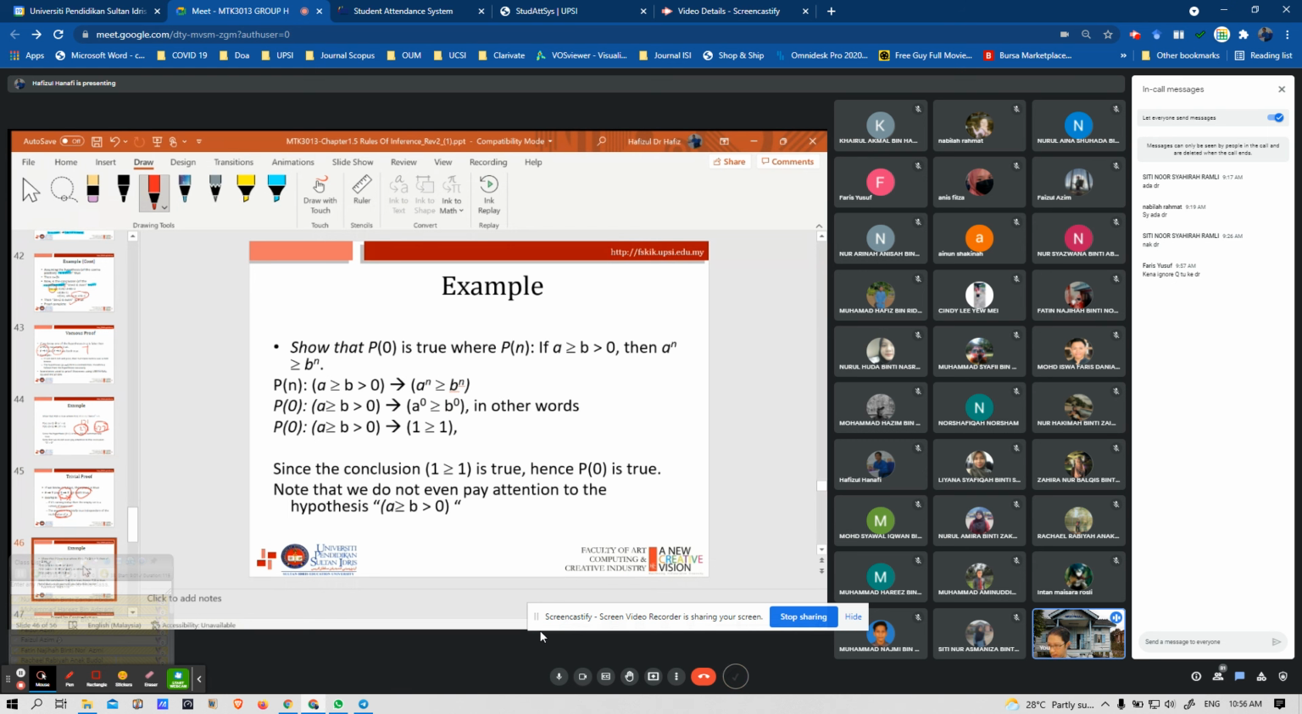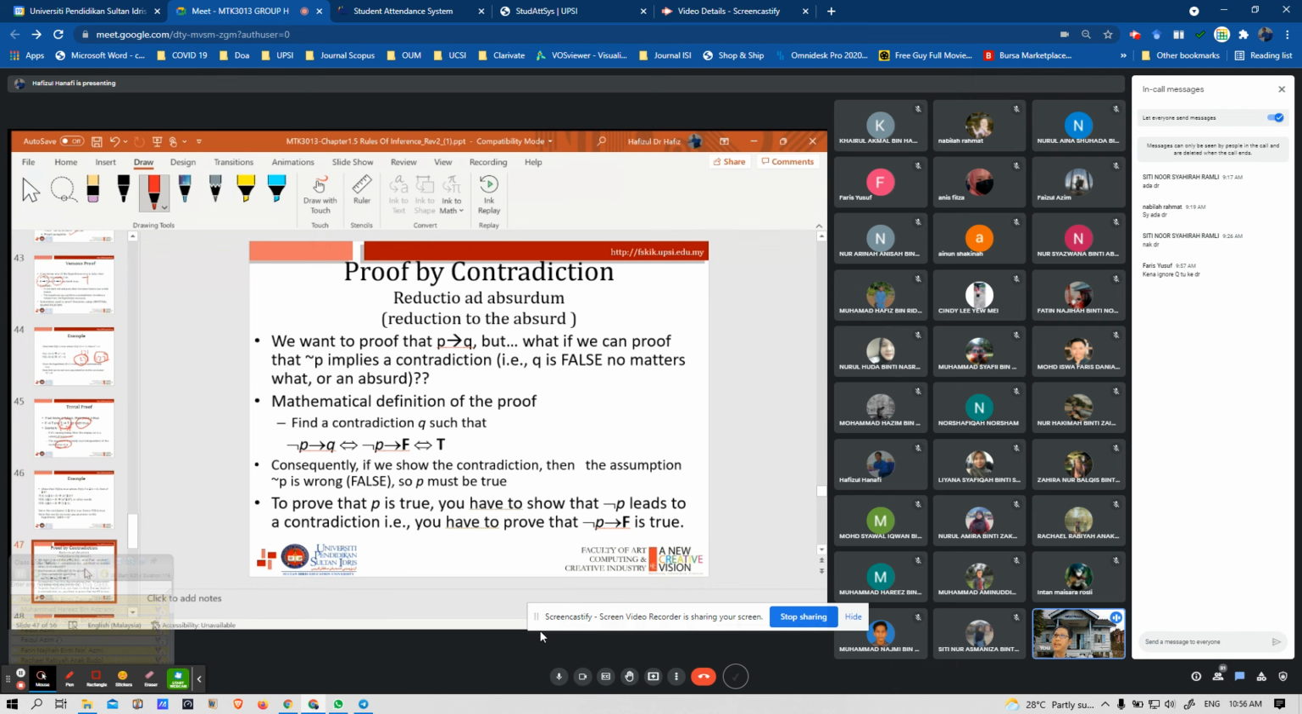Okay, for the trivial proof, we need to have the hypothesis and the conclusion, because it is independent. Okay, and then we have a proof by contradiction. This one is to find the contradiction, and then we show the contradiction is false. So P is true.